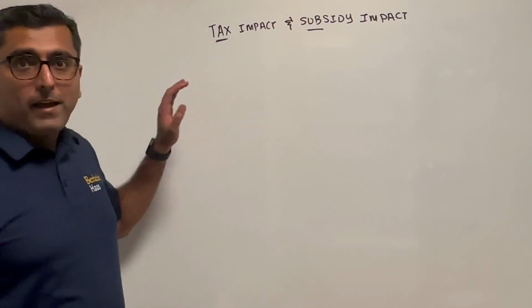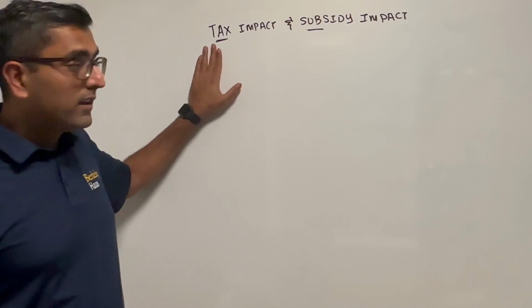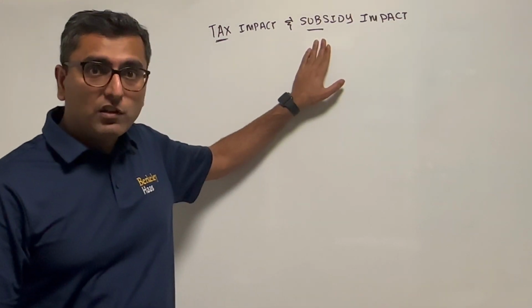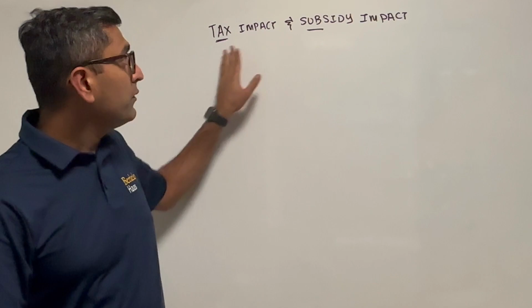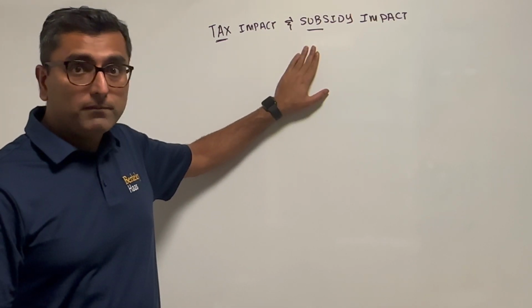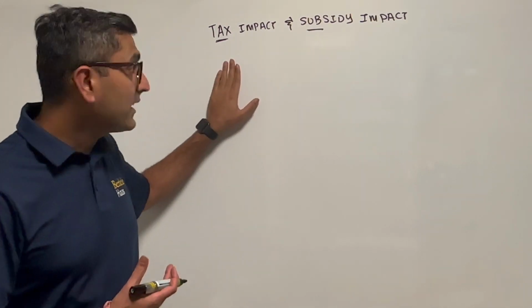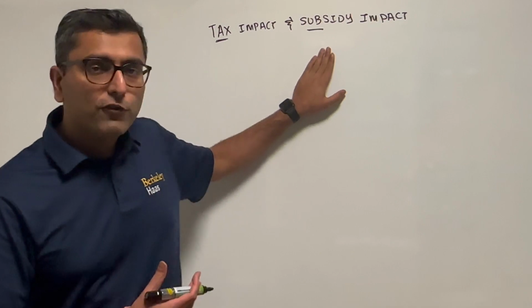Now let's look at the impact of taxes, additional taxes on certain goods, and the impact of subsidies on certain goods and industries. How do they impact the competitive behavior of price and quantity? Like how much quantity will now be supplied if you add an additional tax for this item, or you provide a subsidy for this item.